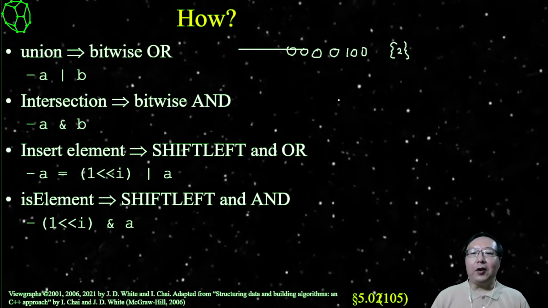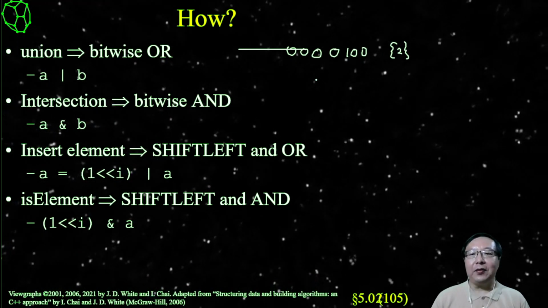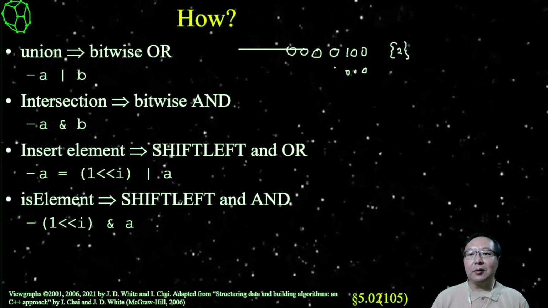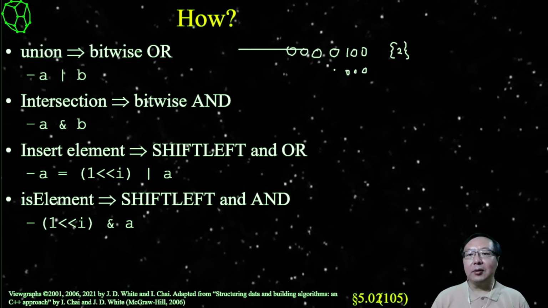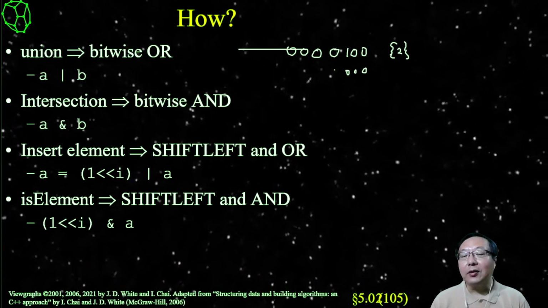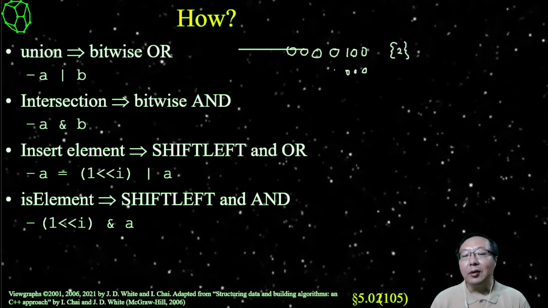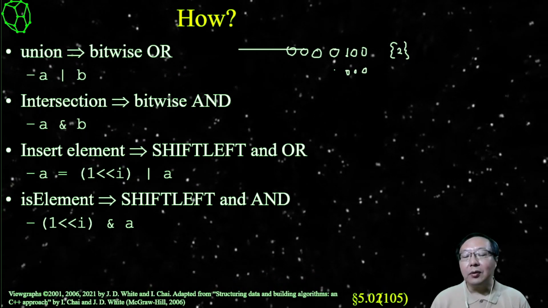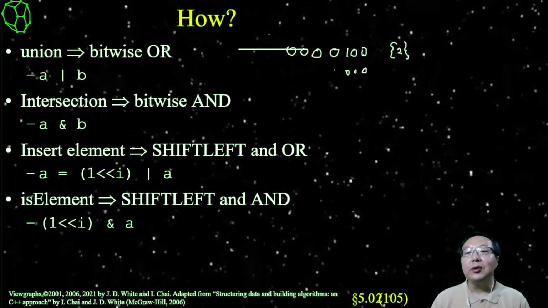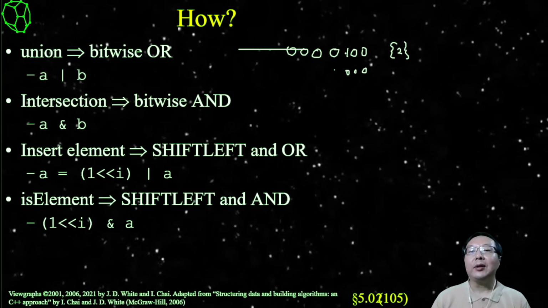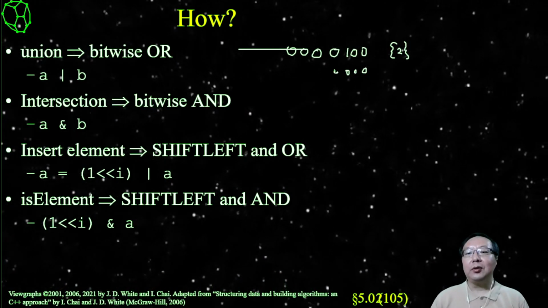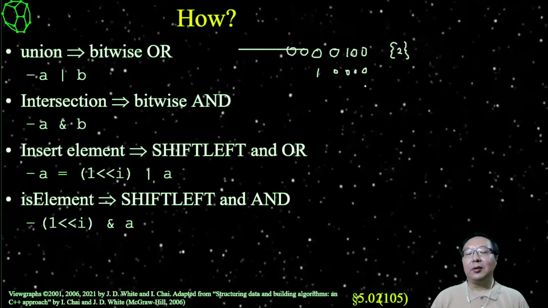Okay, so for 4, I shift 1 four steps. So 0, 0, 0. This is 3. This is 4. 0, 1, 2, 3. Sorry, 0, 1, 2. 4 is 0, 1, 2, 3, 4. Right?